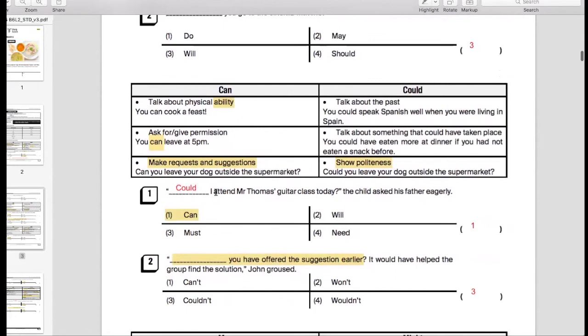I attend Mr. Thomas' class today. Yes, the answer is can I attend Mr. Thomas's class today? But you can just take note that you can also use could I attend. The difference between could and can, as I said, is that could is more polite. But because there is no option could, the only option that you can put is can. Take note of that, please.